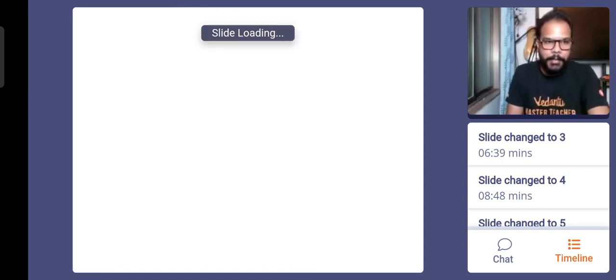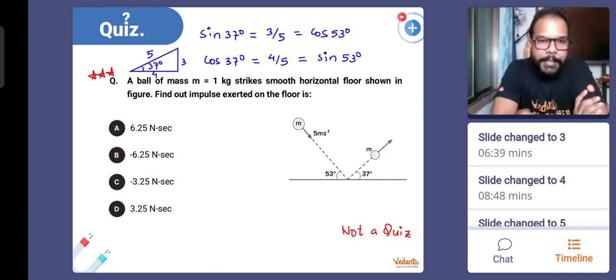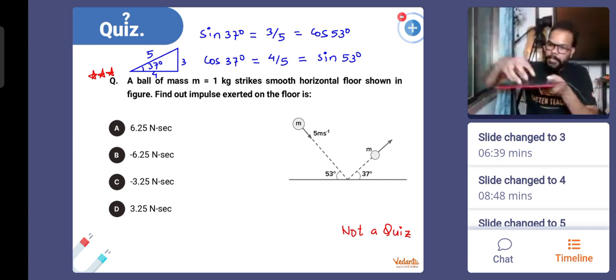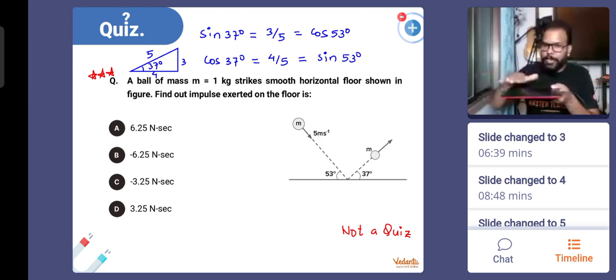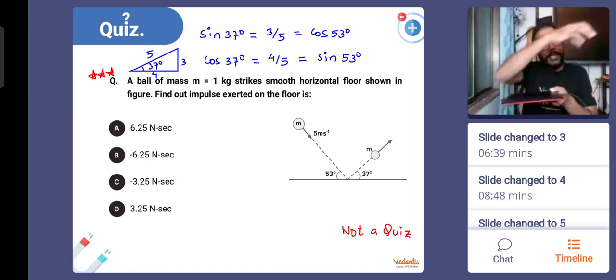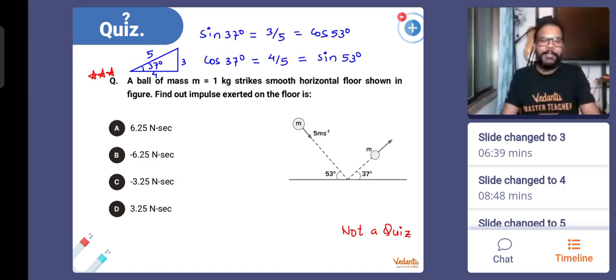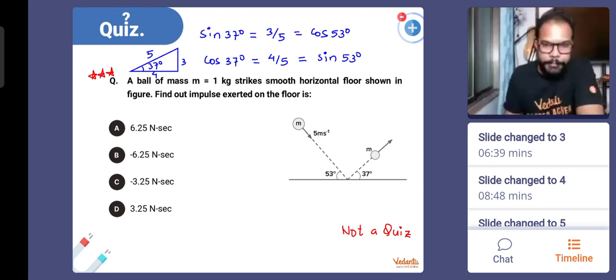Okay, there is something to learn in this question. So look at the question, guys. It says that we have a ball of mass 1 kg, which comes and hits the floor, and when it is hitting the floor, it is making an angle of 53 degrees with the horizontal. After impact, it rises up, but this time the angle is only 37 degrees. So the question is asking us, what will be the impulse exerted on the floor?